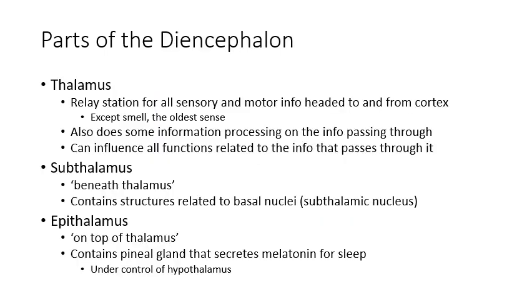Okay, now on to the diencephalon. There's 4 parts of the diencephalon, 4 large parts. Of course, each of those parts has its own subparts, and the subparts also have subparts. But you have 4 main, larger structures in the diencephalon. So you have the thalamus, the subthalamus, the epithalamus, and the hypothalamus. Of those, the thalamus and the hypothalamus are the most important.